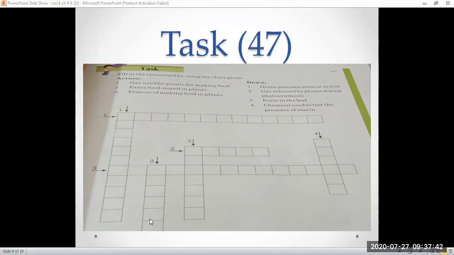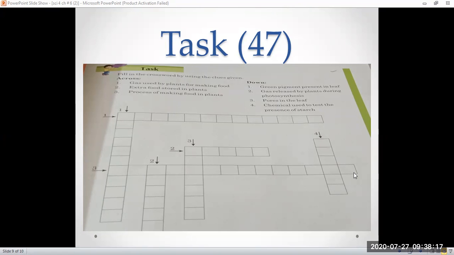Now from the third one across: process of making food in plants. क्या कहते हैं उसको? Photosynthesis. Yes, photosynthesis. You are going to write it down here. P was already written there, HO already written there, then TOSYNTHESIS. Photosynthesis.